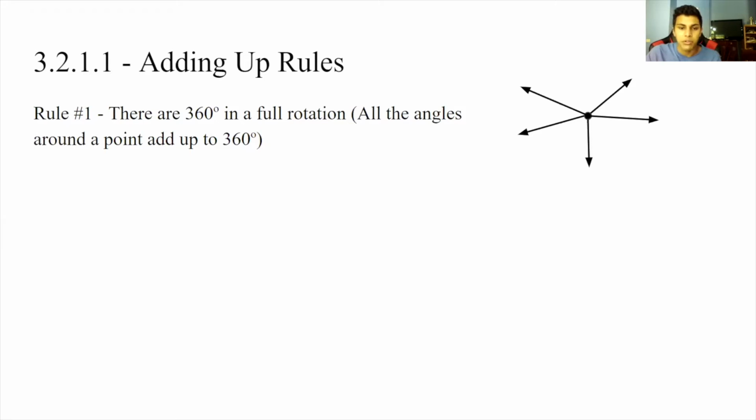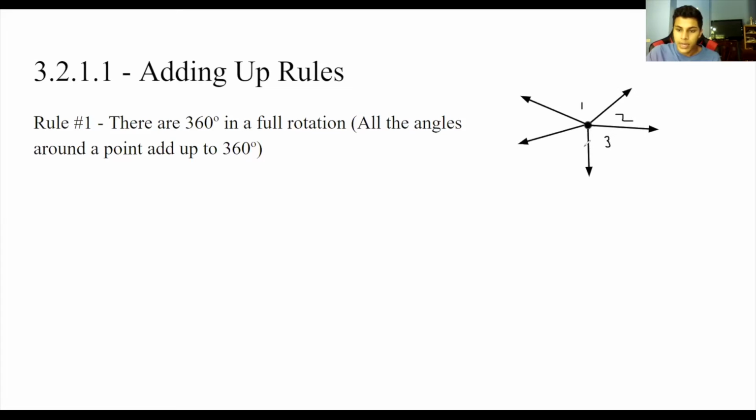So in this example here, I have a point with 5 angles around it, which I'll label 1, 2, 3, 4, and 5. I don't know anything about these angles, but the one thing I could definitively say is that all 5 of these angles, when added up, add up to 360 degrees, because they're all surrounding a point.